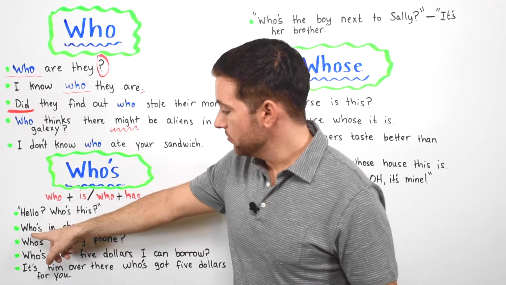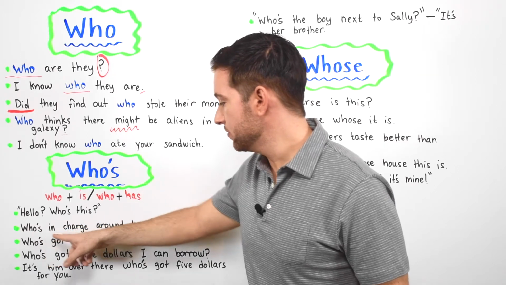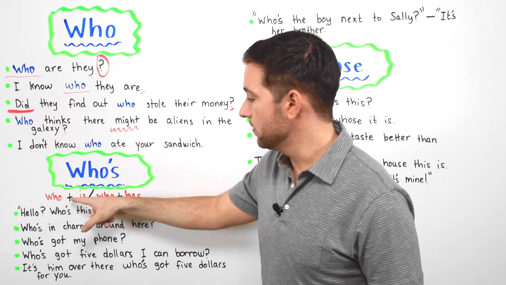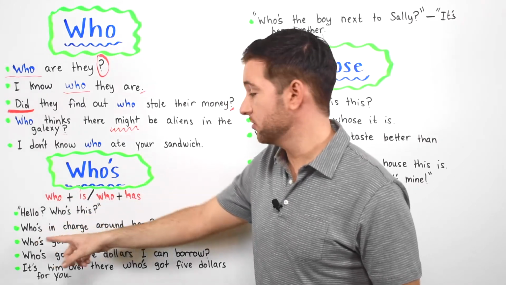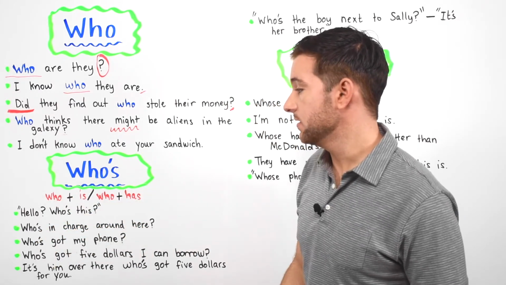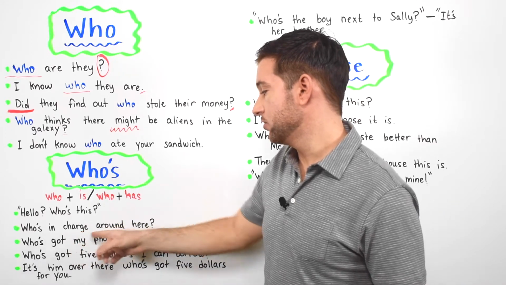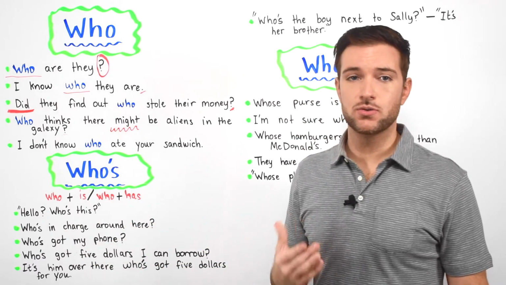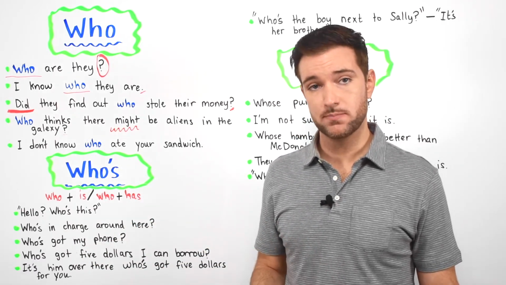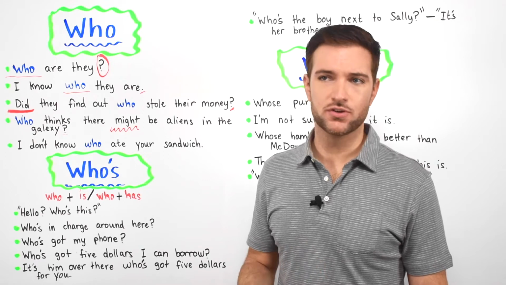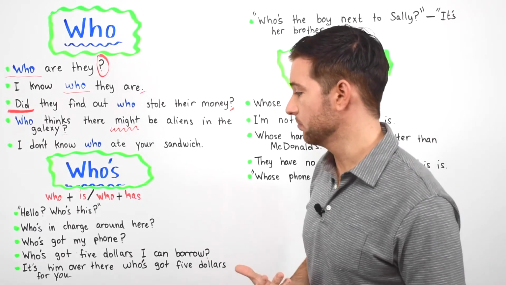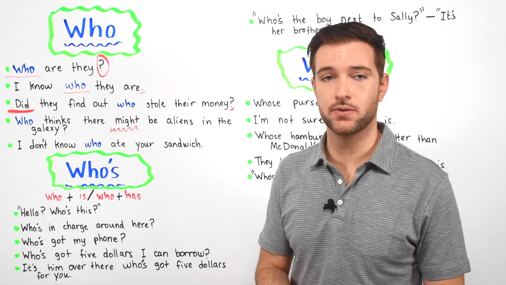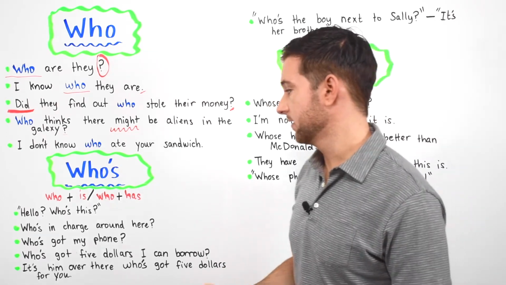Who's in charge around here? Notice that we have who's. Now, who's in charge around here? This who's is a contraction of who is, okay? It's not a contraction of who has. We say, who is in charge around here? Meaning who is the supervisor? Who is the manager? Who is the boss? Who is the owner of a company, or of a property? Who is in charge around here? Who is responsible around this place?